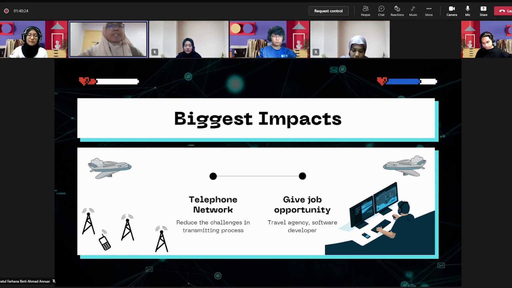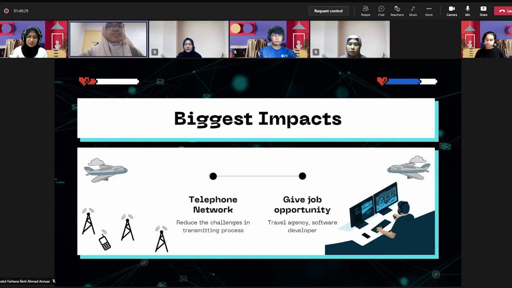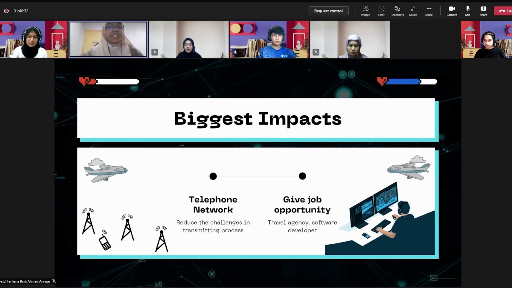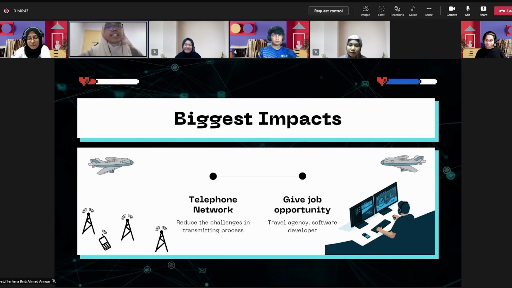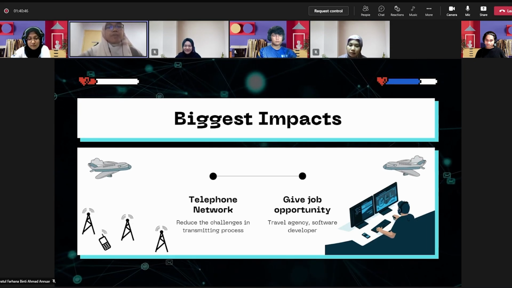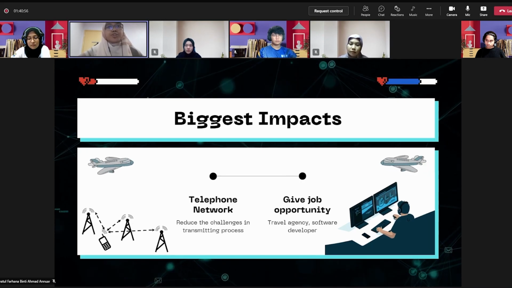Moving on to the other biggest impacts, which is reducing the challenges in the transmitting process for the telephone network from one place to another place. From the application part that we saw about airline flight software, it gives software developers a job opportunity to create an application which is suitable for travel agencies to use.